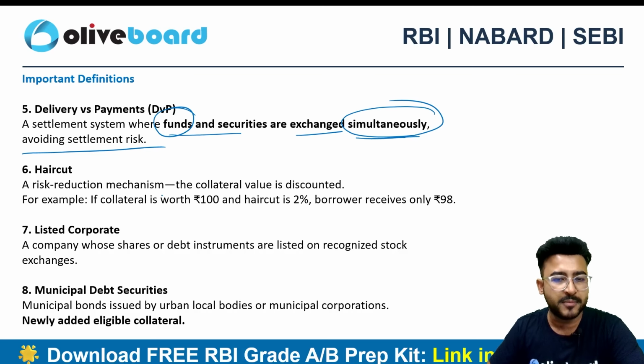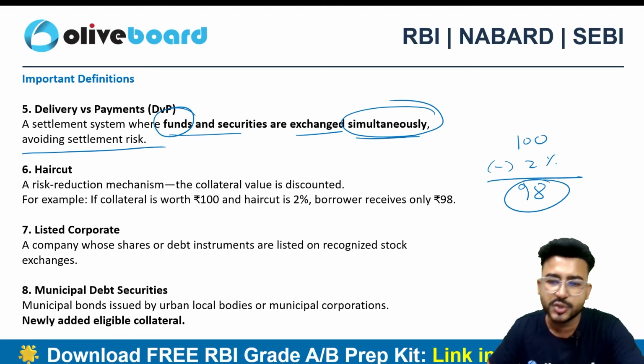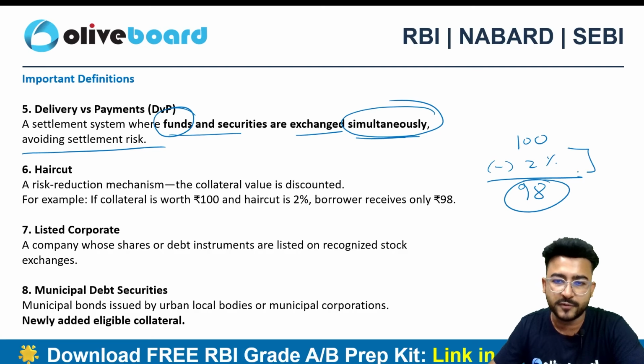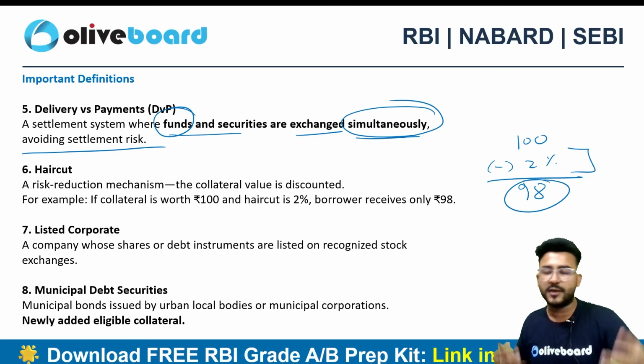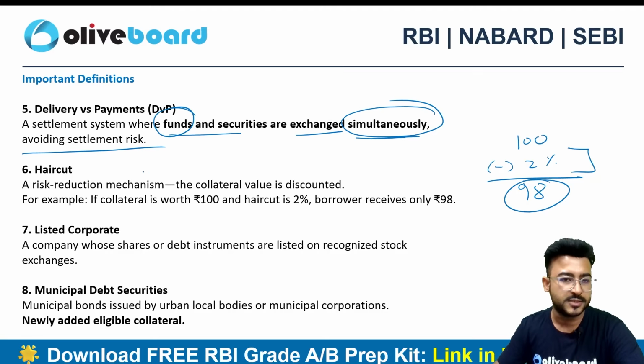Haircut: say for example, my security is worth ₹100. So I have given you a security which is worth 100. Now you are deducting 2% and you are only giving me 98 rupees. This 2% is acting as a safety cushion for the lender, right? This 2% is acting as a safety cushion for the lender, and this is called a haircut, right?